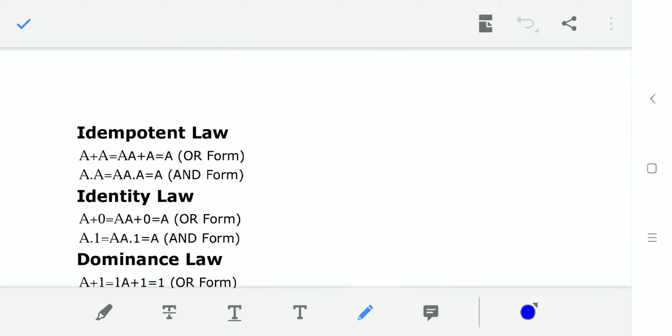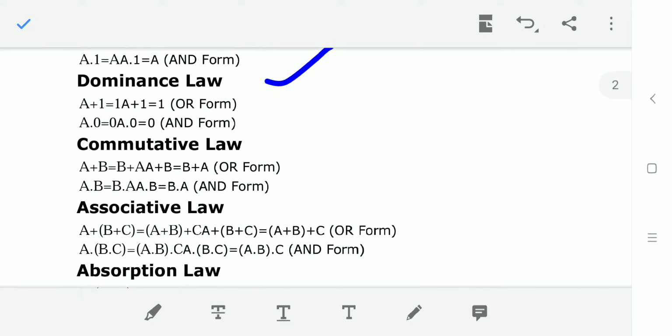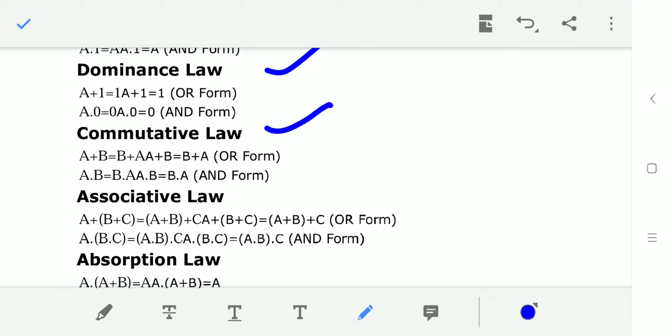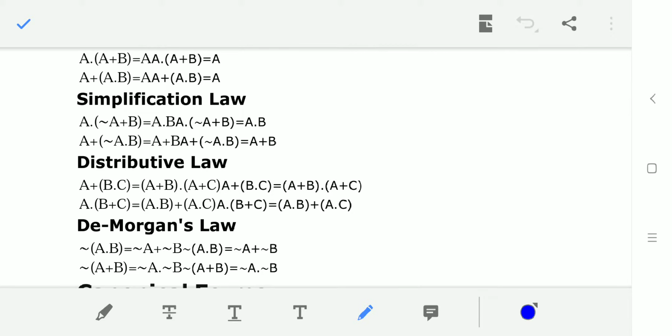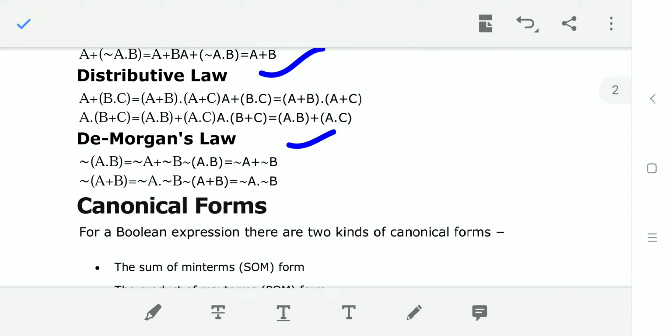These are the idempotent law, identity law, dominance law, commutative law, associative law, absorption law, simplification law, distributive law, and De Morgan's law. These are the laws.